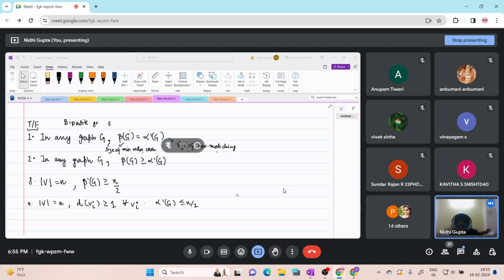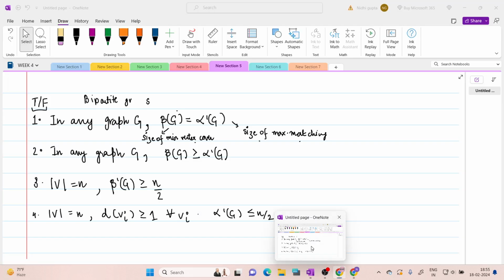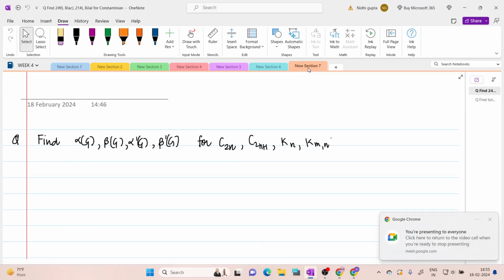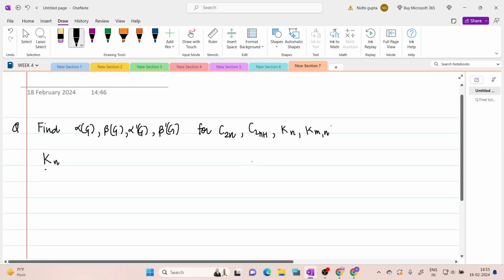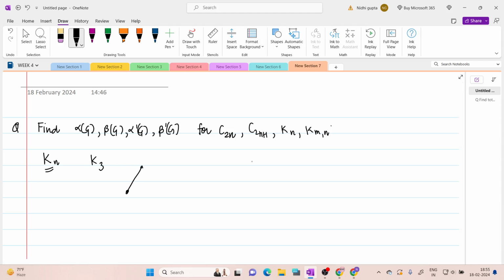Maybe let's look at some example before claiming this. Suppose I have K n, or let's say K3. I have to find all these four things. K3 is a triangle. Alpha of G is the size of the maximum independent set. So what do you think is the size of the maximum independent set for K3?